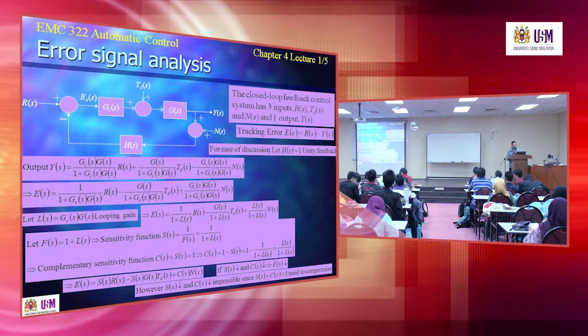And basically, in this case, normally what we need to do is compromise. We need to find the optimum results: how much the sensitivity function needs to be increased and how much the complementary sensitivity function needs to be decreased as well.